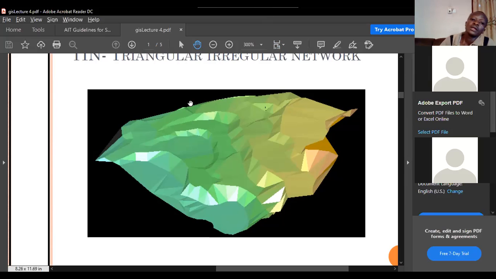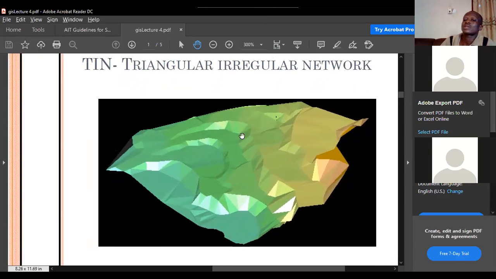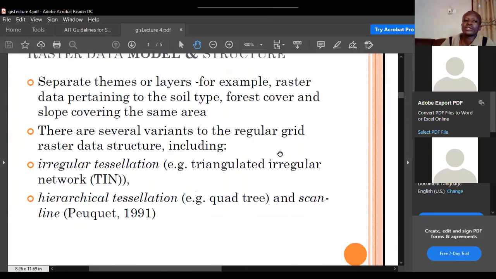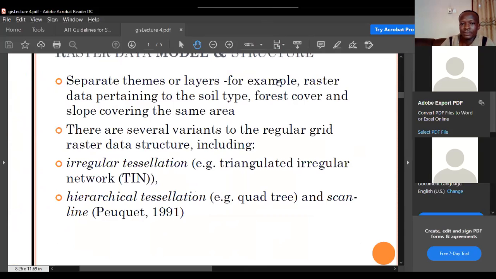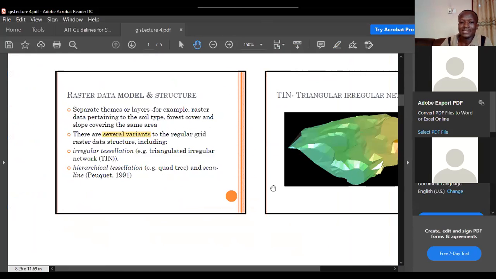Okay, so the triangular irregular network is a typical variant to the raster data model. We talk about several variants. We have the irregular tessellation, and we also have the hierarchical tessellation. These ones, I'm not going to bother you too much about, but I want you to know that it's there.